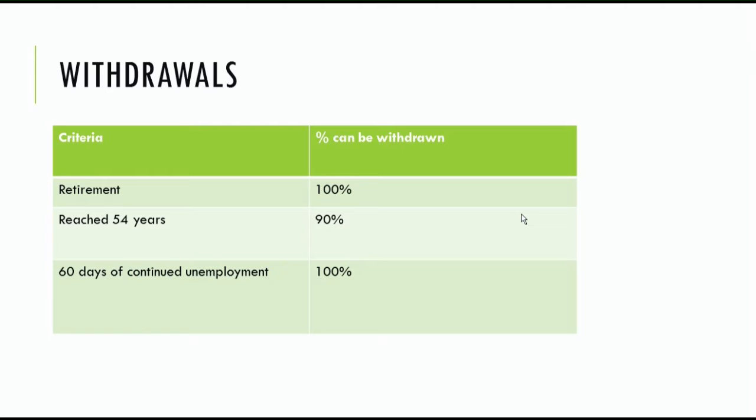The second criteria is you can withdraw 90% of your PF amount within 1 year of your retirement. The third scenario in which an employee can withdraw his PF is 60 days of continued unemployment. If an employee quits his job and completes 60 days without any employment, then he is eligible to withdraw the entire amount from his PF.